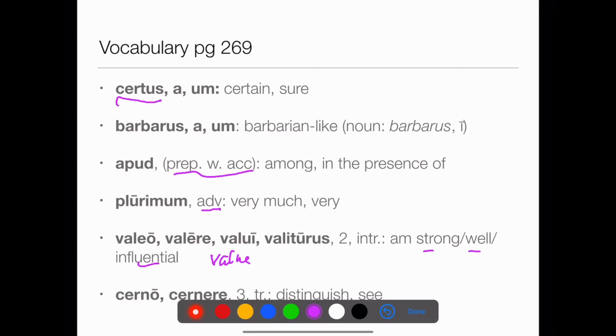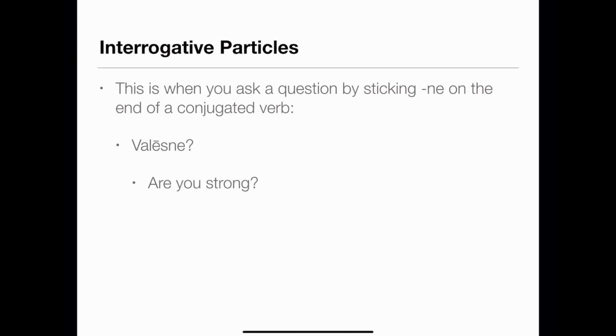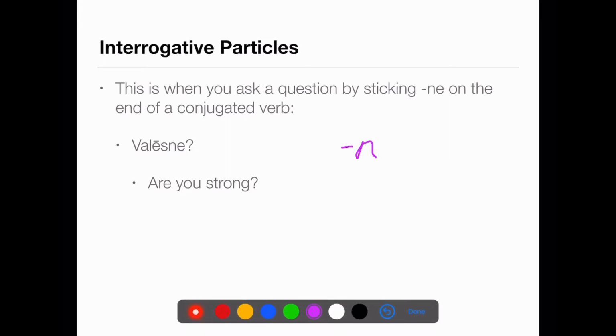And then we have cerno, cernere, which is a third conjugation verb, and it means to distinguish or see. So that's the end of that vocabulary section. And then Mr. Henle goes on to start talking about the particle ne.